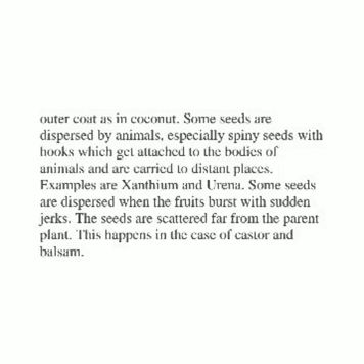Some seeds are dispersed by animals, especially spiny seeds with hooks which get attached to the bodies of animals and are carried to distant places. Examples are xanthium and urena. Some seeds are dispersed when the fruits burst with sudden jerks. The seeds are scattered far from the parent plant. This happens in the case of castor and balsam.